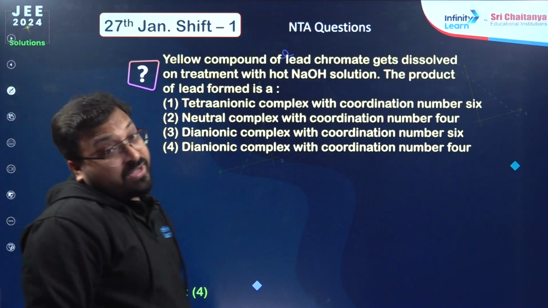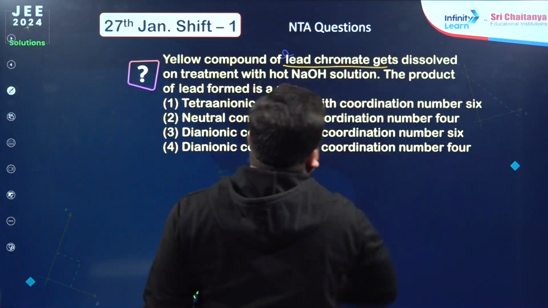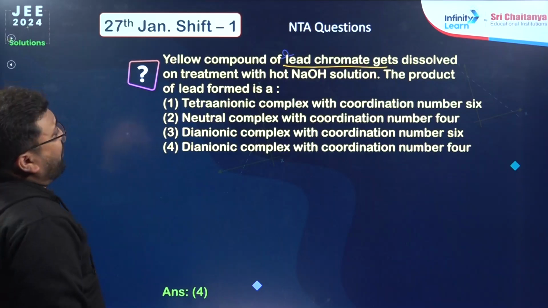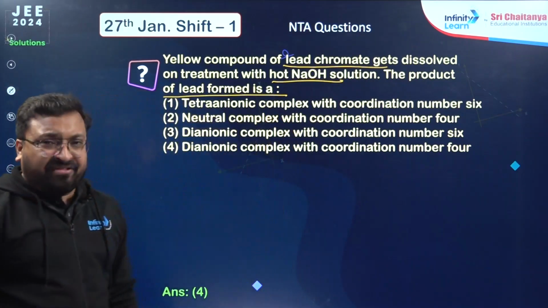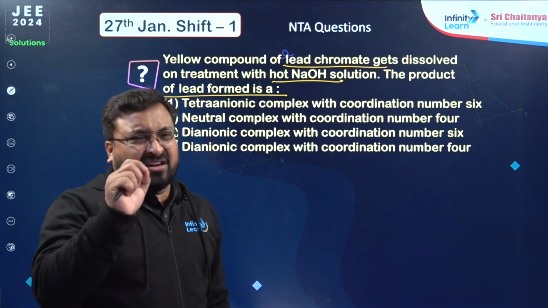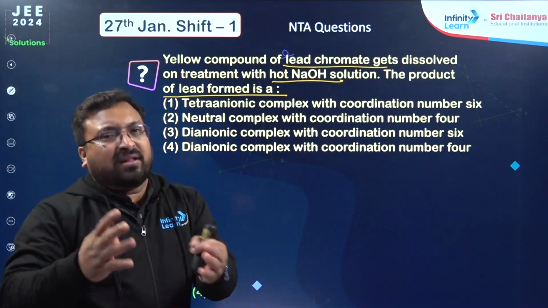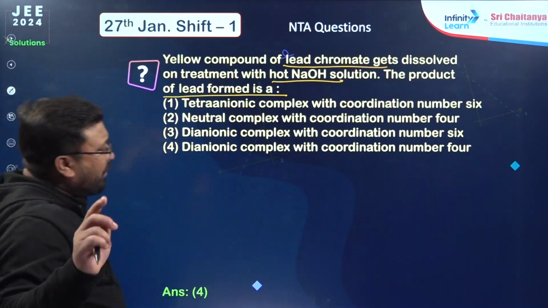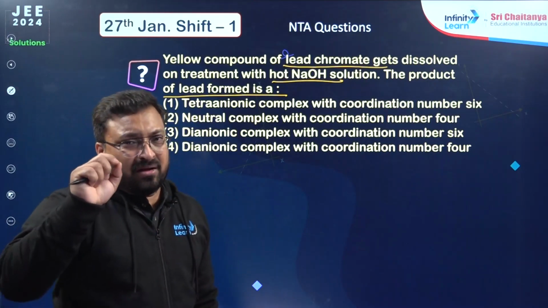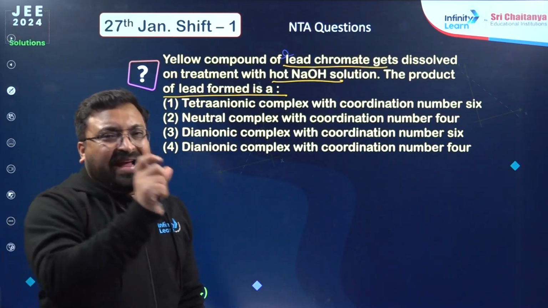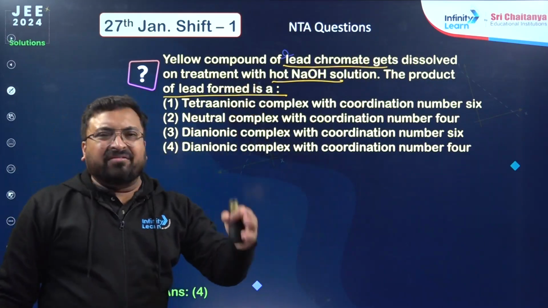Come to the next point. Okay, this is a very good question. The yellow compound lead chromate gets dissolved on treatment with hot NaOH solution. The product of lead formed is... It's a very interesting question, and it is quite related to a common question asked from salt analysis in every Advanced and other examination. So bacha log, I will give you a hint. Please go through the important lines of the NCERT salt analysis. If you write NCERT salt analysis PDF on Google, you will get a PDF. They have directly given this kind of reactions.